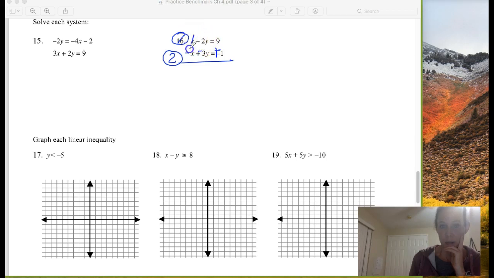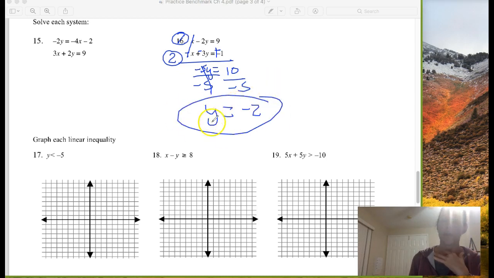Negative 2y's minus 3y's is going to be negative 5y's. Bring down the equals. That negative became a plus when I subtracted because it's a double negative. So 9 plus 1 is 10. Be careful with your double negatives, guys. Solve for y: divide both sides by negative 5, and you get y equals 10 divided by negative 5, which is negative 2. Ding, ding. I've solved for y.